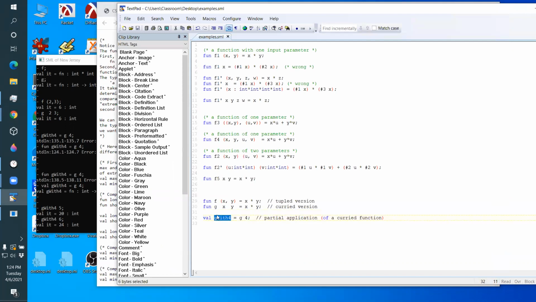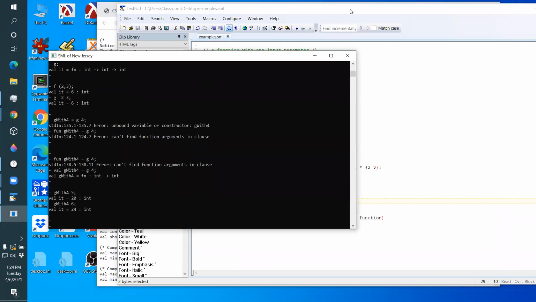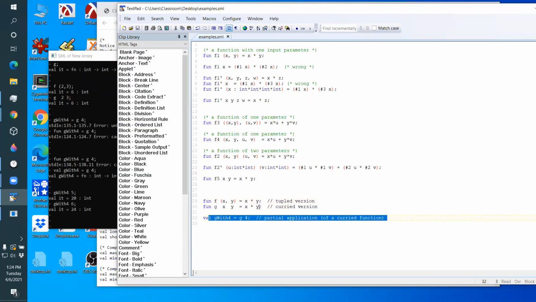This is G with one of its parameters. You can't do that with tupled functions. Okay. There's no way to give F half of a tuple. There's no such thing as half a tuple. Okay. Now I can do the following, and you'll see. Okay, I'm going to create F with 4. Here's a way to create F with 4, and I can even do this in Java. Fun F with 4 of y equals F of 4 comma y.